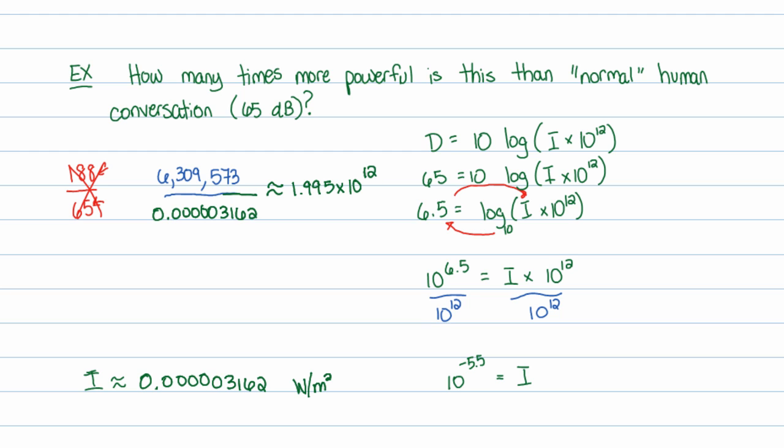This many times more powerful. So how many times more powerful is that? Well, let's see. I have a 1995. It's 1, 2, 3, 4, 5, 6, 7, 8, 9, 10, 11, 12.